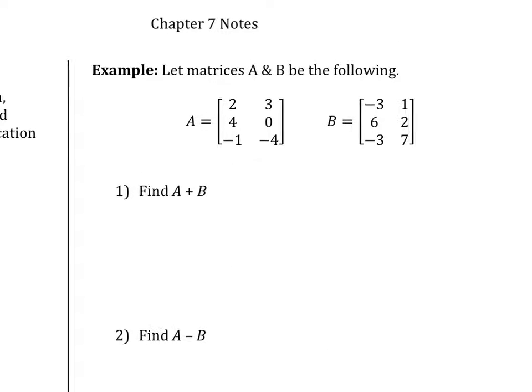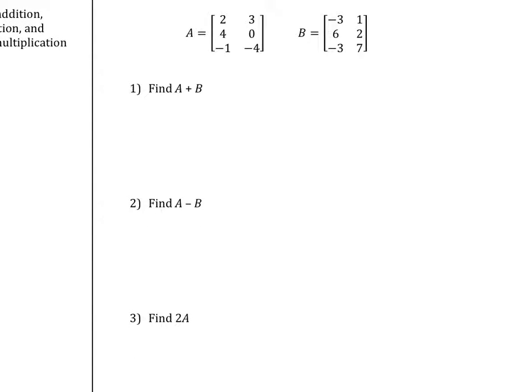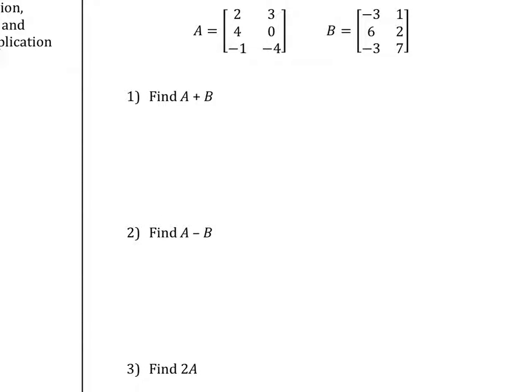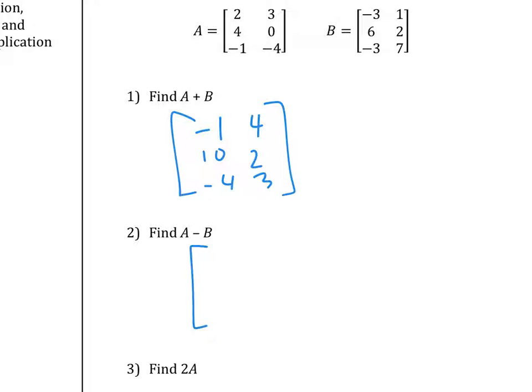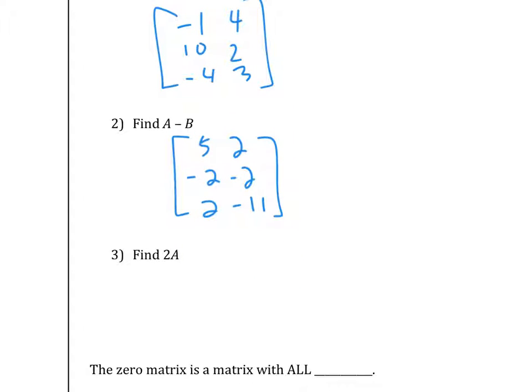Now let's practice what we just watched in the video. You're going to add them together, subtract them, and multiply them by a scalar. I think you can do these on your own. Go ahead and do 1, 2, 3. When you're done, please let me know. All right, number 1. Add them together: -1, 4, 10, 2, -4, 3. Number 2, A minus B: 5, 2, negative 2, negative 2, 2, negative 11. And number 3, 2A. You multiply every element by 2: 4, 6, 8, 0, negative 2, negative 8.